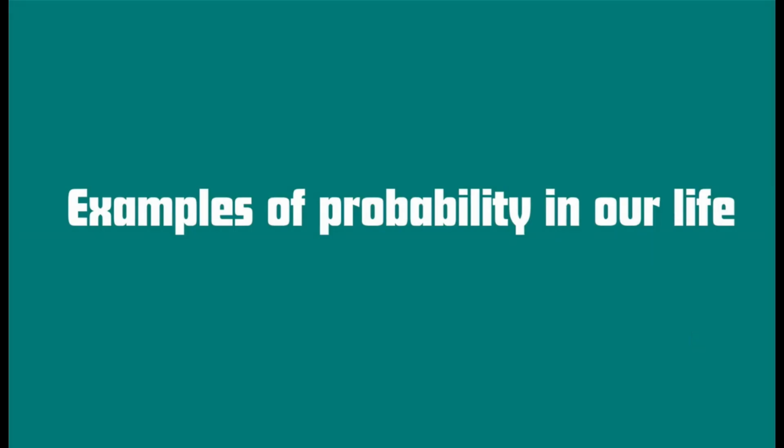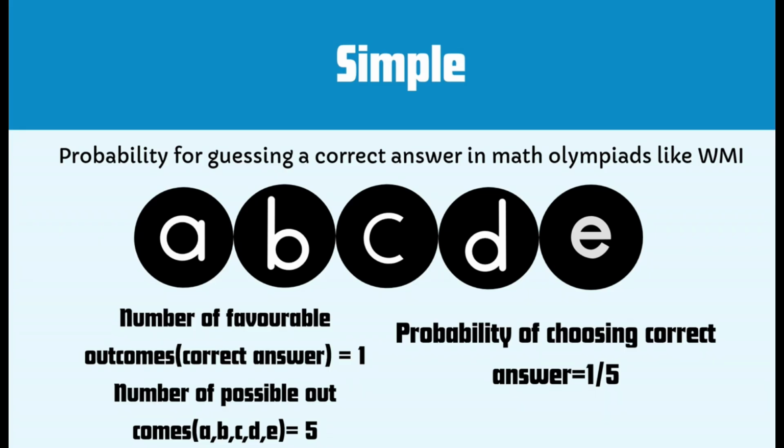Now, here are some examples of probability in our lives. A simple example is the probability for guessing a correct answer in math Olympiads like WMI. Since there are 5 options, A, B, C, D, and E, and there's only one correct answer, the number of favorable outcomes is only 1, and the number of possible outcomes is 5. So, the probability for choosing a correct answer randomly is 1 over 5, or 0.2.